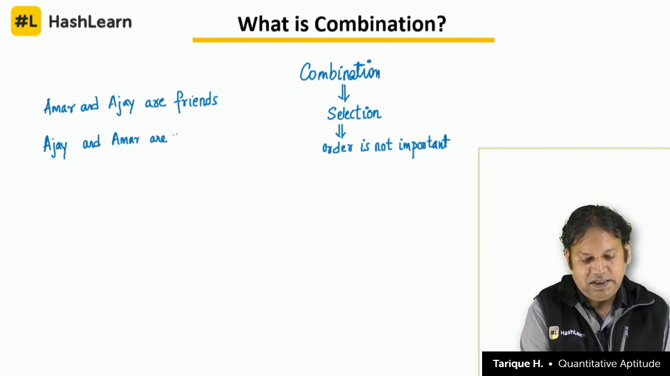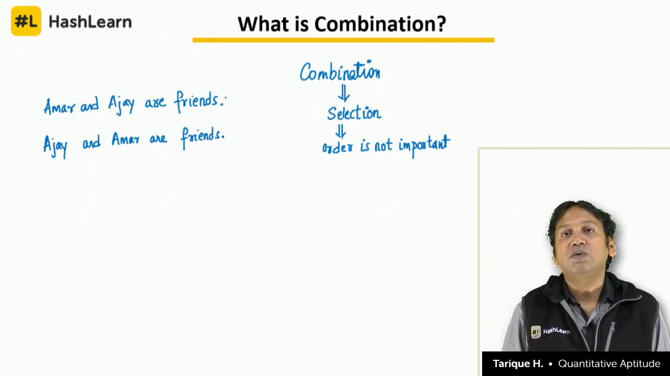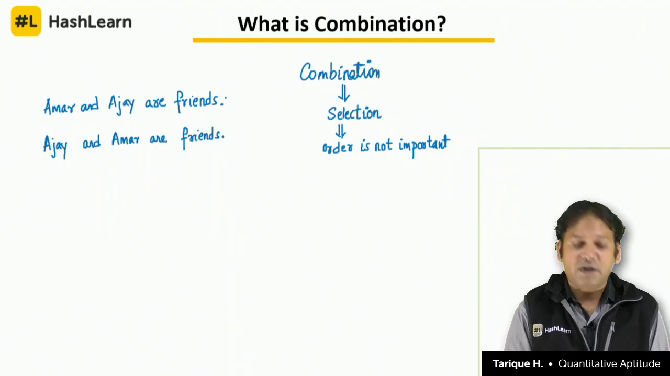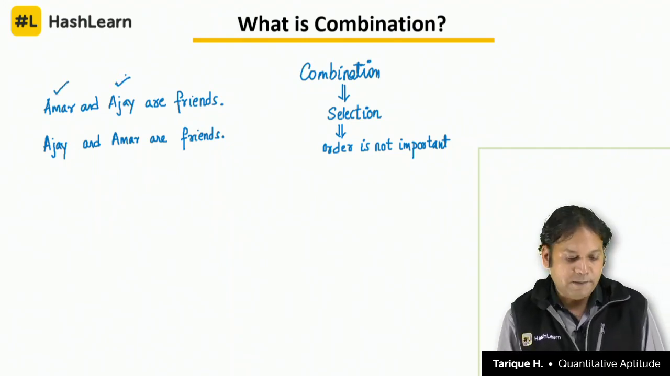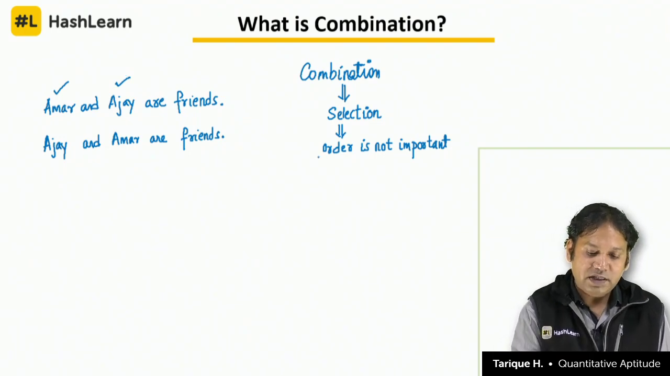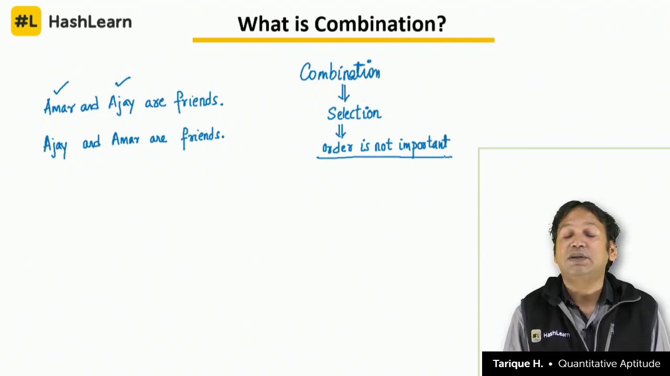will this change the meaning of the sentence? Will it give us anything new? Is it giving any new information to us? Are these two sentences giving anything different from each other? No, they are giving us the same information about two persons, Amar and Ajay, and saying that they are friends, and that is because order is not important here in this particular situation.